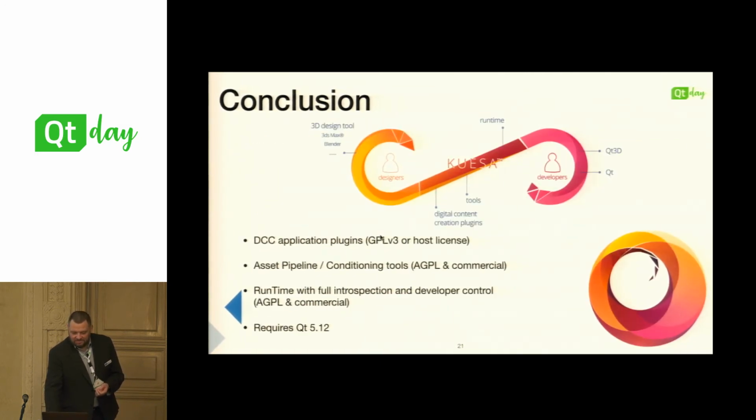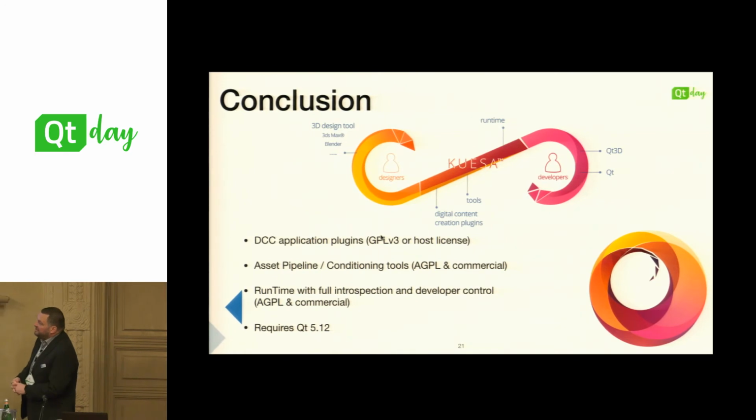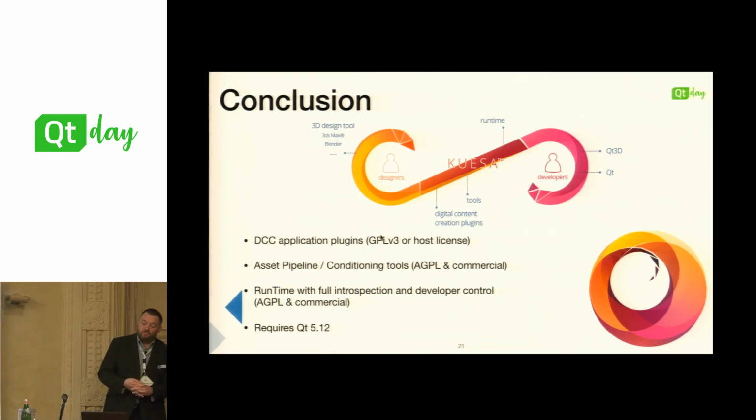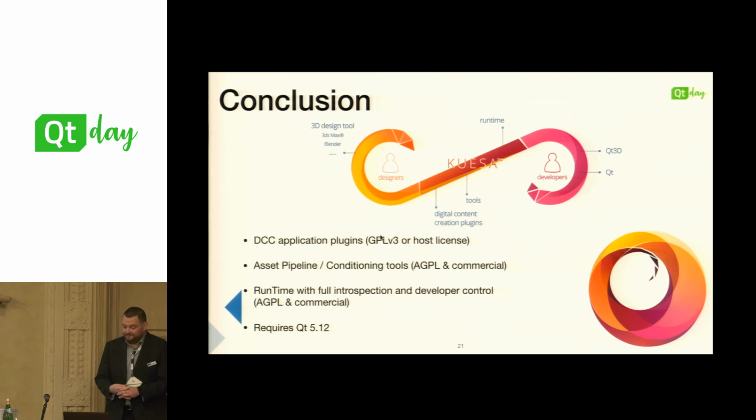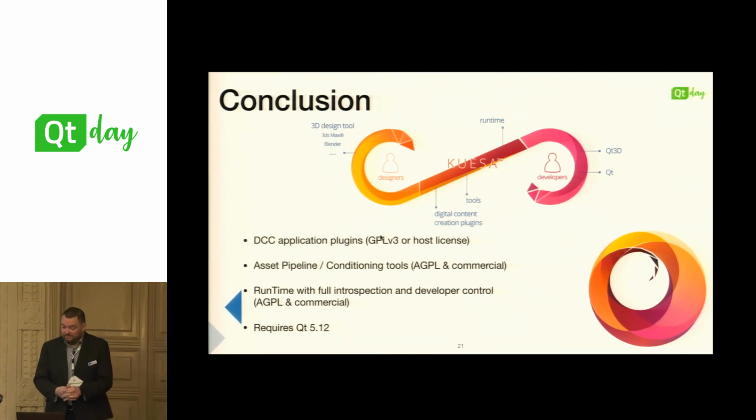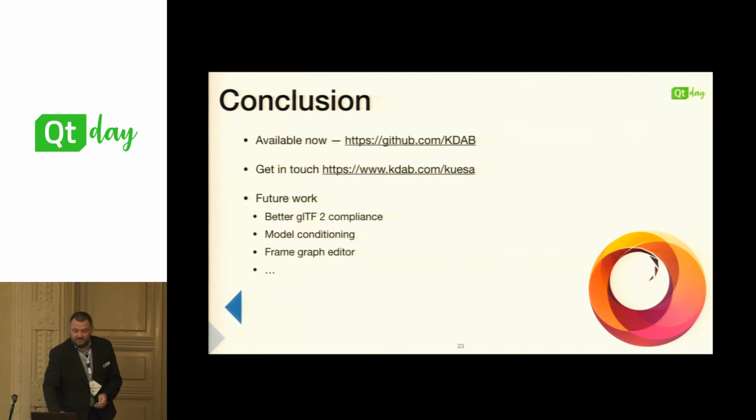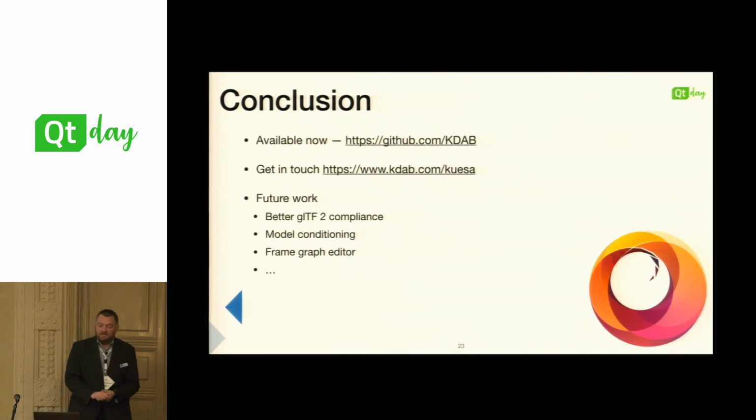So time is up, so just to conclude, remember Quasar's three basic parts: the content creation plugins, the asset pipeline runtime, and the tools. They're available and open source, either GPL or, for the runtime, AGPL or commercial for using Quasar, and the rest of the tools are licensed similarly. Okay, it's all on GitHub.